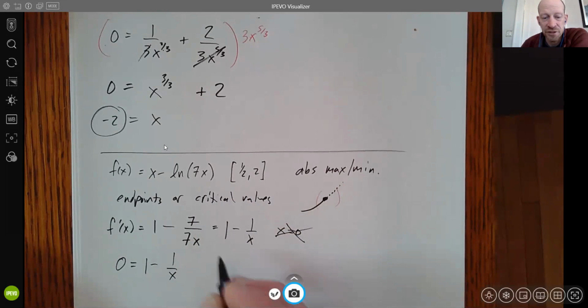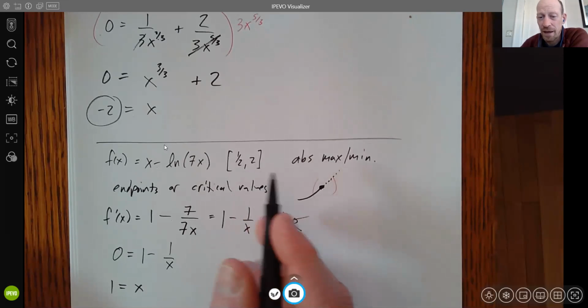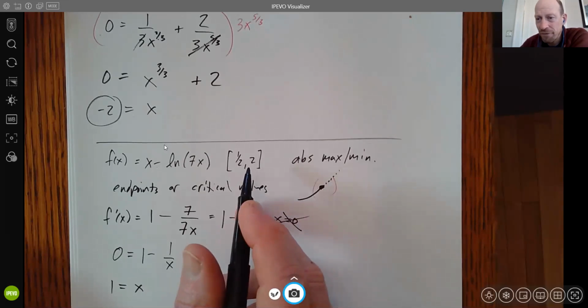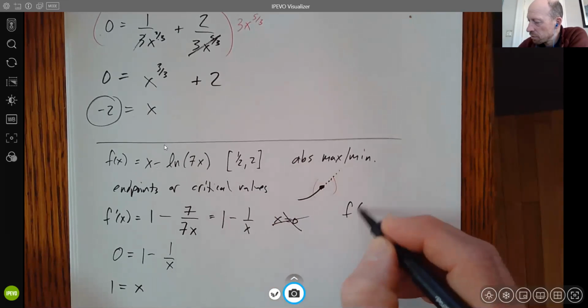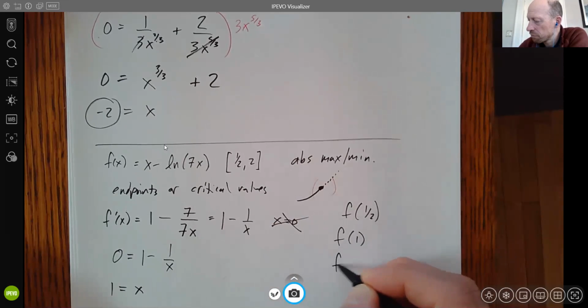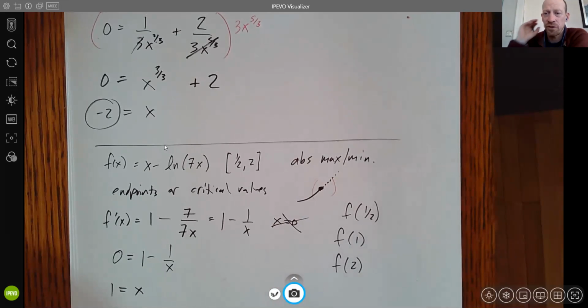So now I set it equal to 0. You can multiply through to get rid of the fraction, or just see that x has to equal 1. That is in my interval, so that's a critical number I care about. That's a potential absolute max or min. Once you have the critical numbers, you have the endpoints. It's now, I call it brute force. I'm not really considering or analyzing what's happening with these. I'm just plugging them in.